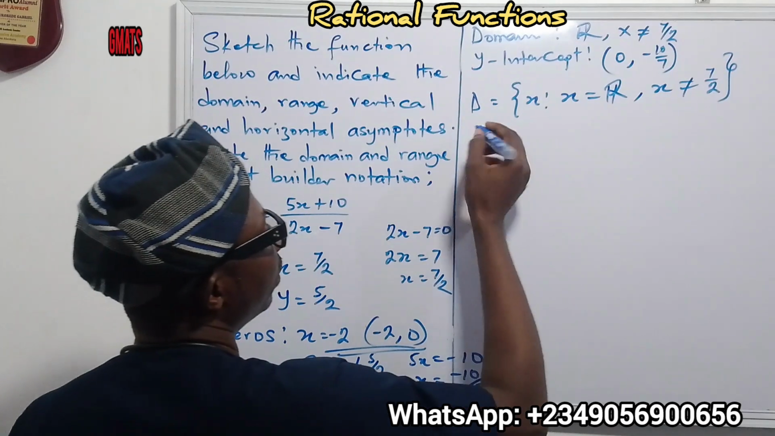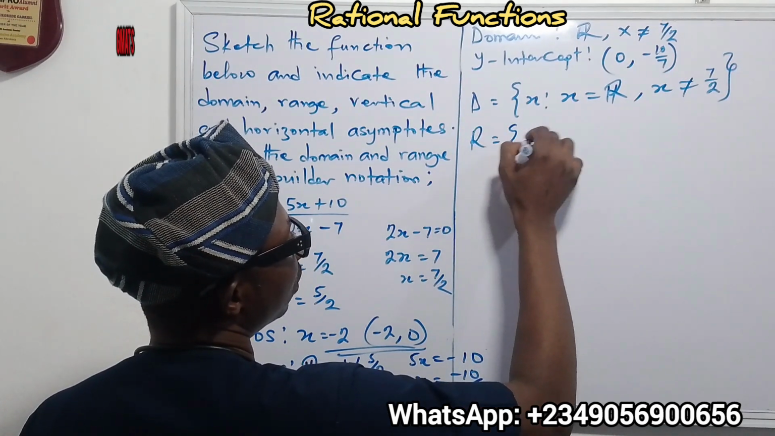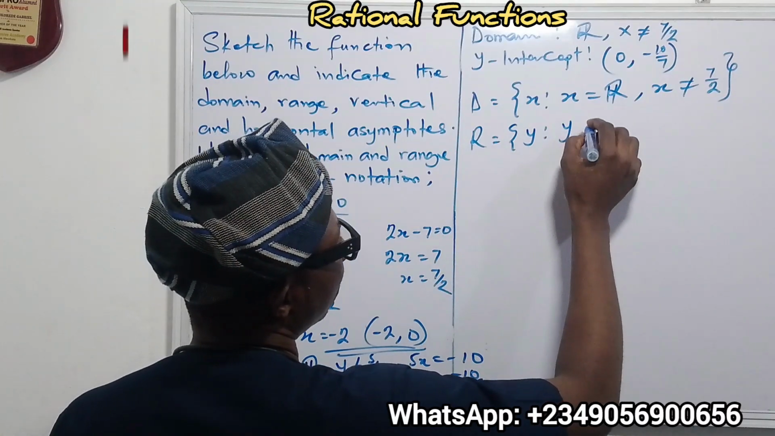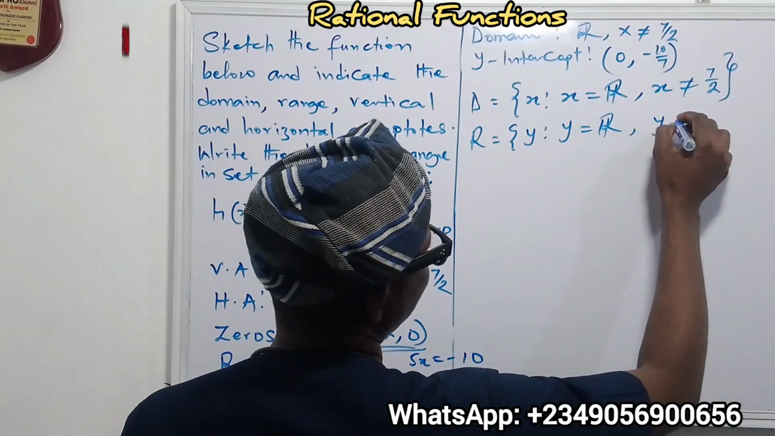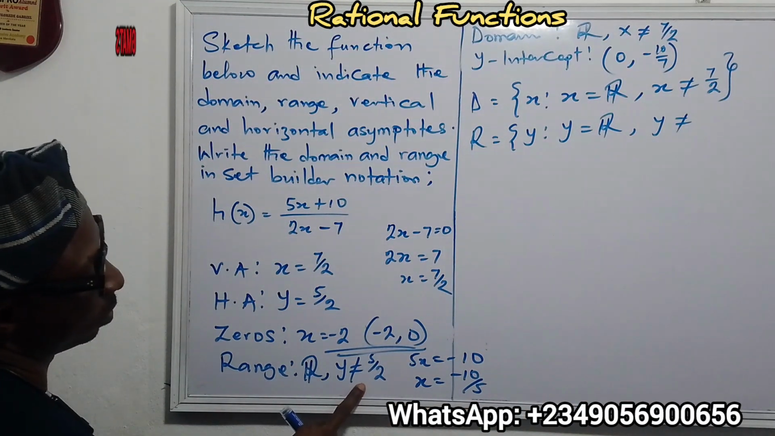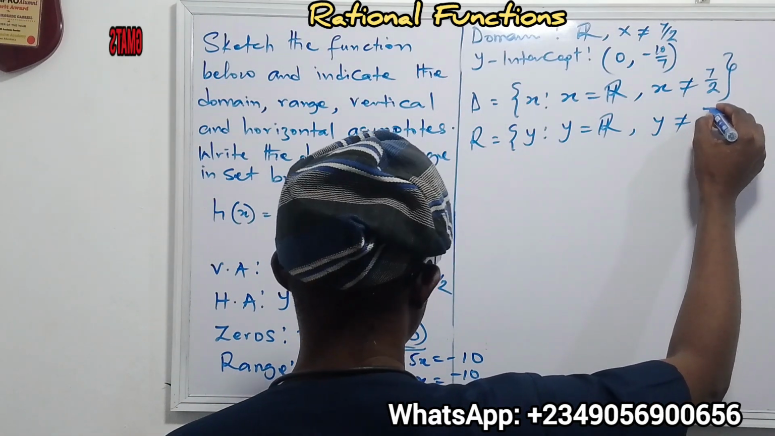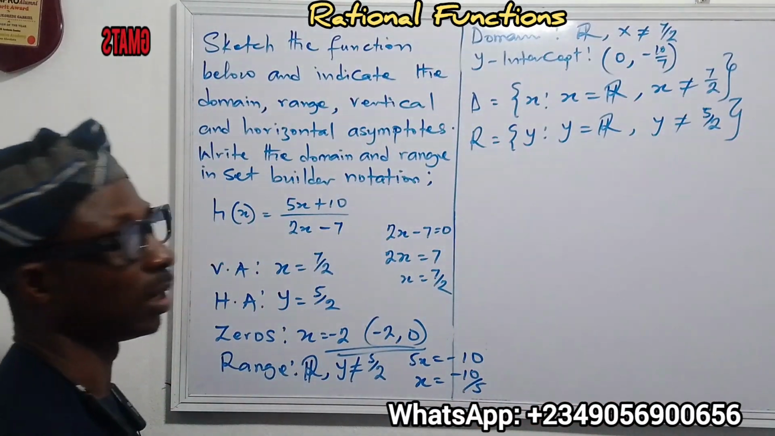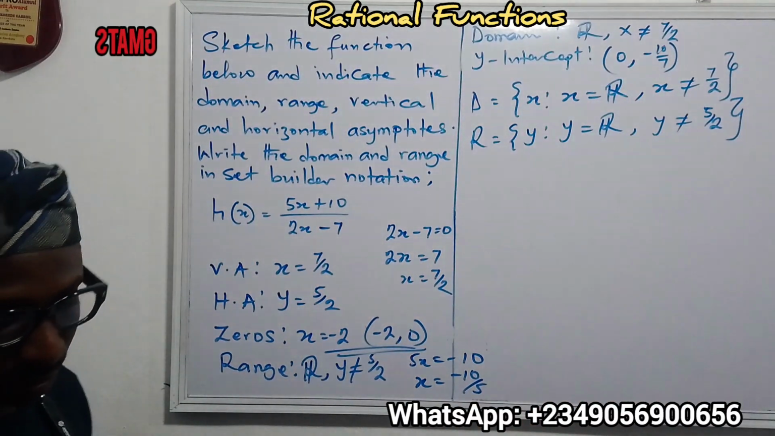Now let's look at the range. The range of the function is the set of y such that y is a real number and y is not equal to 5/2. Okay, so this is the set notation. Now let us sketch the graph.